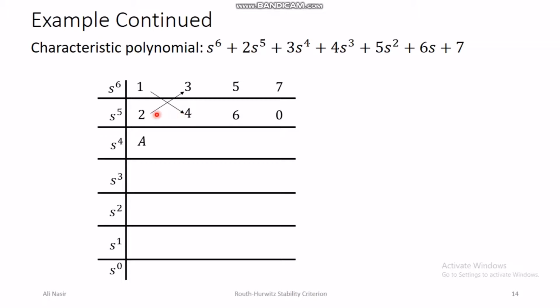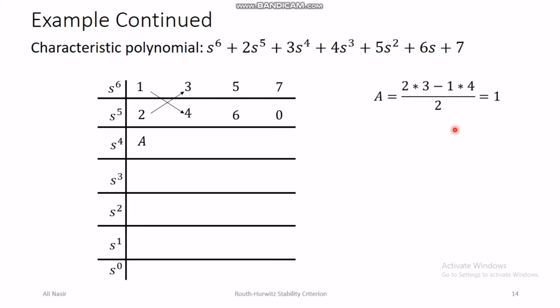If this was a 2 by 2 matrix, its determinant would be 1 into 4 minus 2 into 3. But in the case of Routh-Hurwitz, it is opposite. It is 2 into 3 minus 1 into 4, and also there is a division by the first element of the second row, which is 2. So A in this case will be 2 into 3 minus 1 into 4 divided by 2, which in this case turns out to be 1.